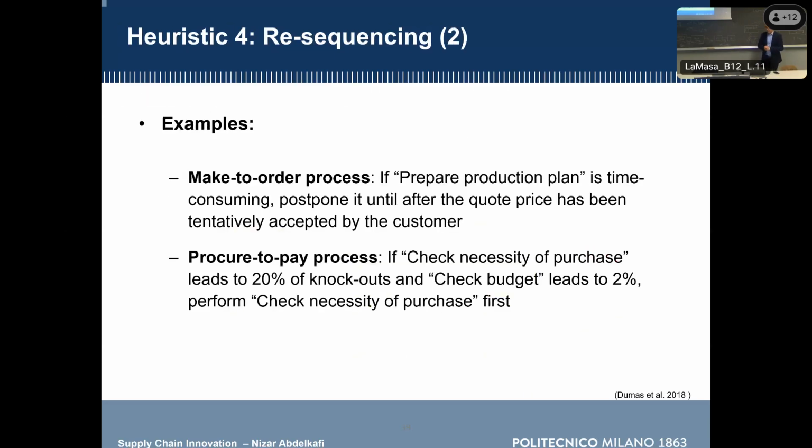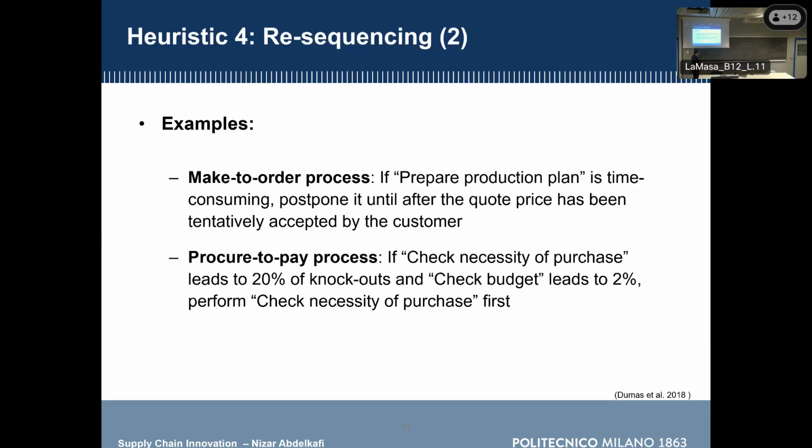Here we have concrete examples for this. The make to order process. An example of a make to order process is the kitchen. The kitchen is done in a make to order process, right? It is not done until we have the customer requirement, so it is made to order for the customer. If preparing the production plan is time consuming, postpone it until after the quoted price has been tentatively accepted by the customer. So we are talking here about resequencing.